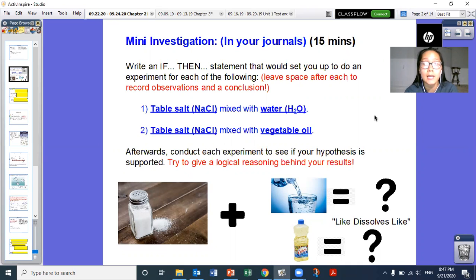That means that the Na gave up an electron to the Cl, and therefore the Na is a positively charged atom, and the Cl is a negatively charged atom. And because they are positively and negatively charged, they are attracted to each other. So they stay together when they're in a solid state.